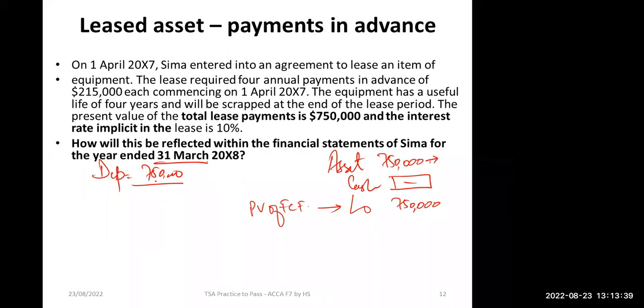Asset and advance payment, both having a useful life of 4 years. So the depreciation will be 7,50,000 divided by 4. Very good, 187,500.